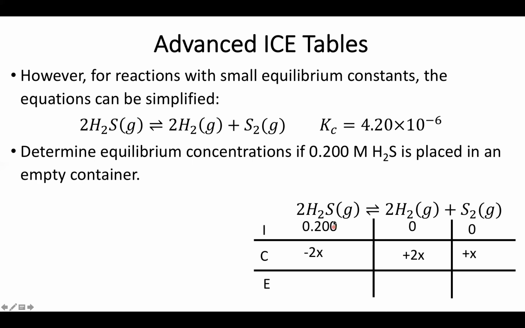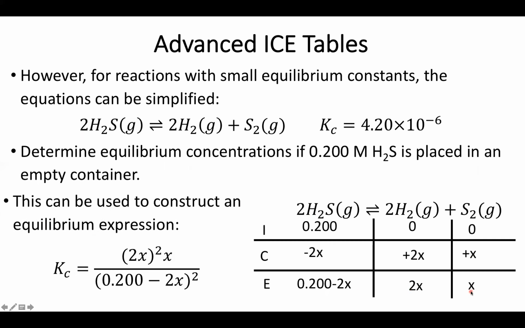We're still consuming our hydrogen sulfide, but now we have a stoichiometric coefficient, so it will be -2. The stoichiometric coefficient on hydrogen means it's +2, and the sulfur is just +x. Then we add together the previous columns, and it's 0.2 minus 2x, 2x, and x. So let's use this to construct our equilibrium expression. This gets a little bit fun because we have the 2x squared like we did previously, but we also have the x. So we have to distribute the square and solve for x.